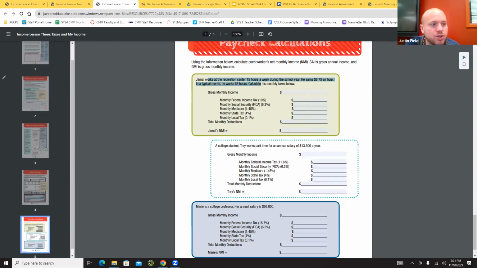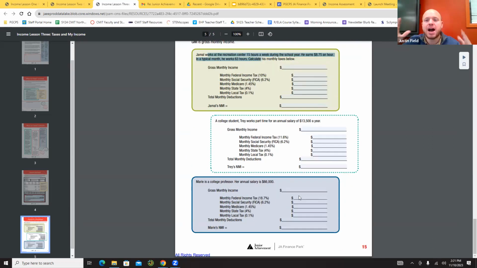Sound good? And then once you do that, you will know how to calculate your income when you get your actual career. And so that concludes the income section. Stay tuned next time when we talk about investing.